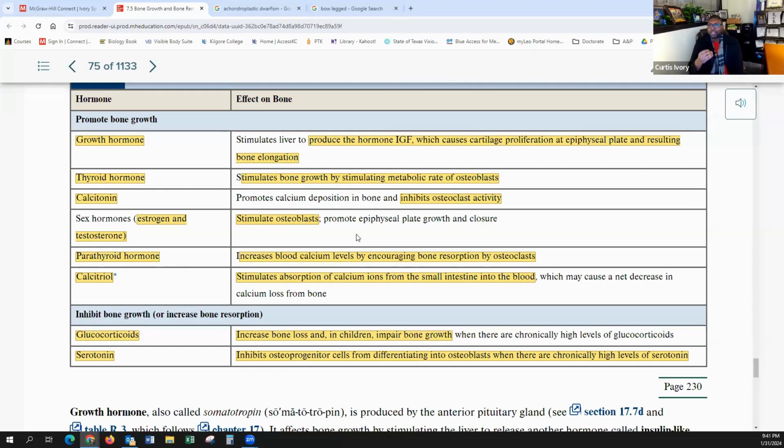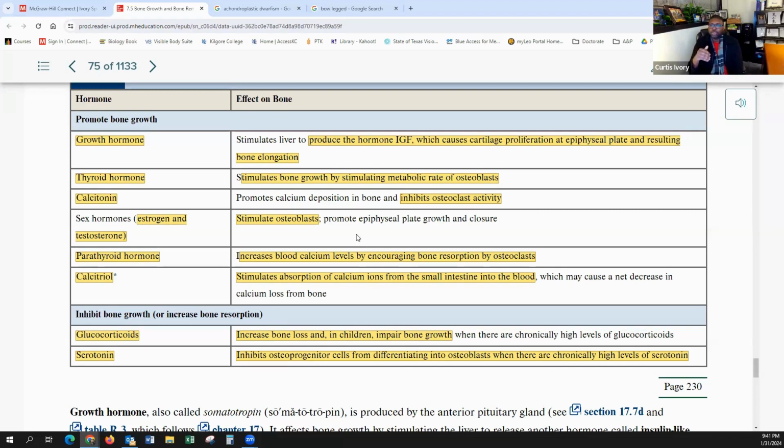Calcitonin is going to stop osteoclast activity. Osteoclasts, remember, are like the little Pac-Man. It stops them from breaking down our bone, and sometimes we want that to happen. Estrogen and testosterone are going to stimulate osteoblasts, which is going to cause them to build more bone.